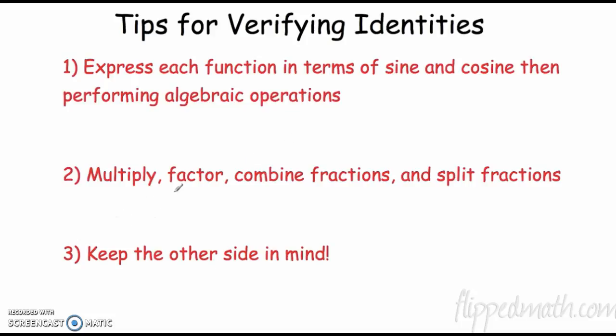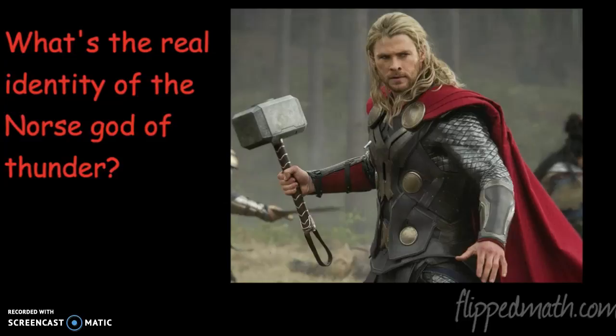Tip number 2, multiply or factor, combine fractions, or split fractions. All right, combining fractions, maybe you have to get a common denominator. Splitting fractions. Maybe you have x plus y over z, and you split it: x over z plus y over z. And you'll see, we'll do one in a minute, how this is actually very handy and comes in quite helpful. And the other thing is always keep the other side in mind. You want to know where you're going in order to know how to get there. So let's take a look.